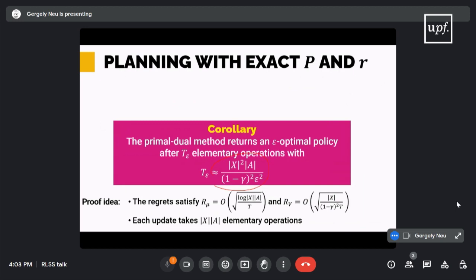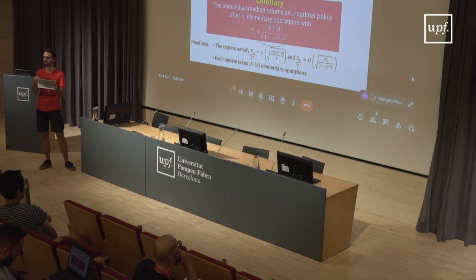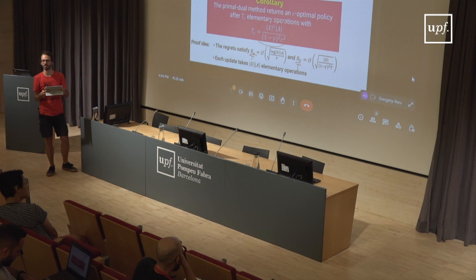So why is that? That is because the regrets divided by T, for both players, go to zero at the rate of 1 over square root of T. As a result, there is going to be one time in which the errors go below epsilon, and this T epsilon is the first time such that the regrets go under that epsilon. If you work through the math, you're going to see that after 1 over epsilon squared times X squared A times, you're going to find an epsilon optimal policy with this scheme.